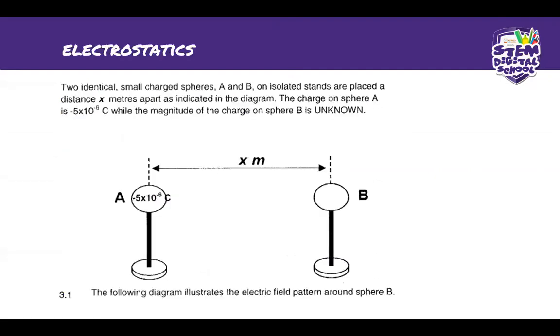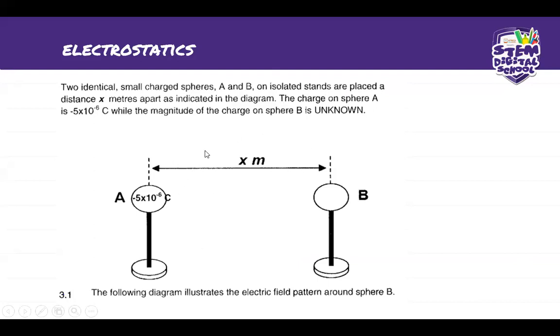Okay, so now we're moving on to the next part of our assessment, which was electrostatics, right? So what they say here is that two identical small charged spheres, A and B, on isolated stands are placed at a distance x meters apart as indicated on the diagram. So the charge on sphere A is minus 5 times 10 to the power of 6, while the magnitude of charge B is unknown. Okay, so that's the tricky part. So we do not know what the charge is here, and we do not know the distance because the distance here is x.